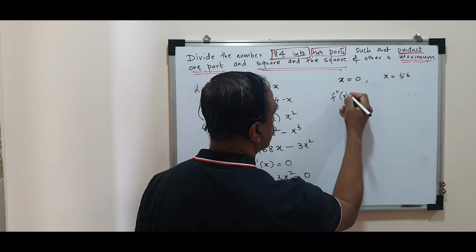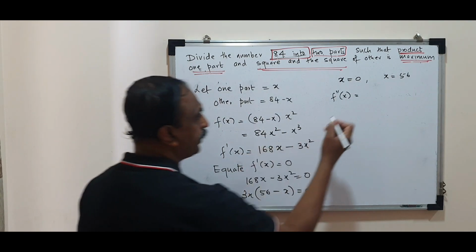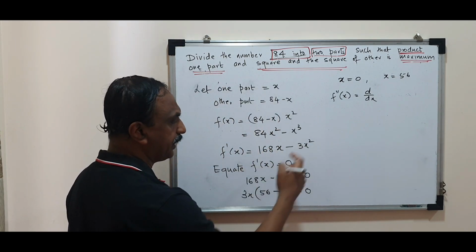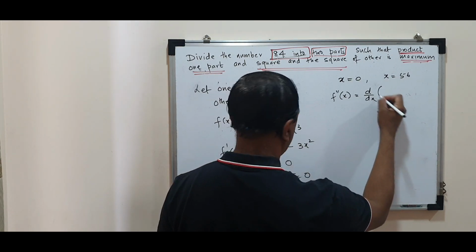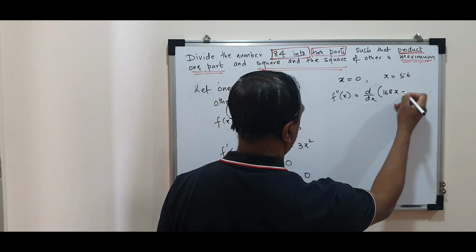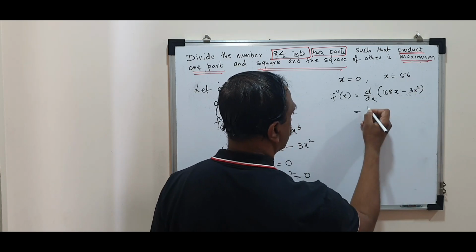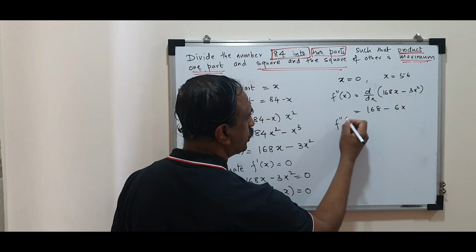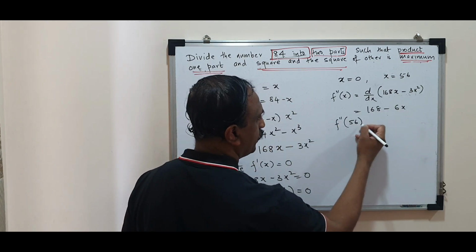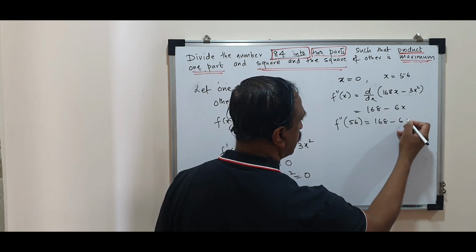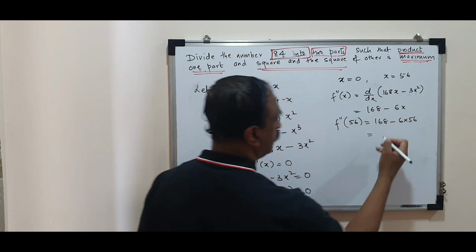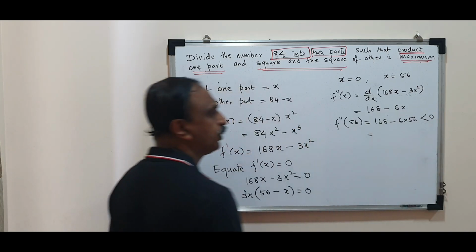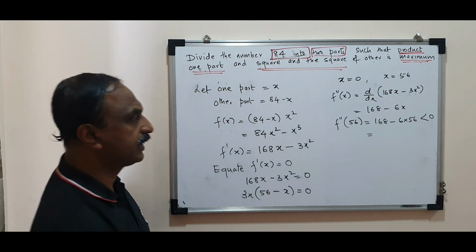F double dash of x is d by dx of the first derivative, 168x minus 3x square, that is 168 minus 6x. So f double dash of 56 is 168 minus 6 into 56. Anyhow, this is a negative number. You calculate or don't calculate, it doesn't matter. It is a negative number.